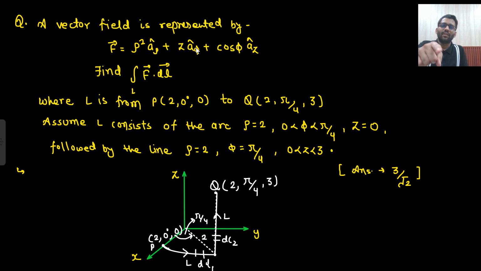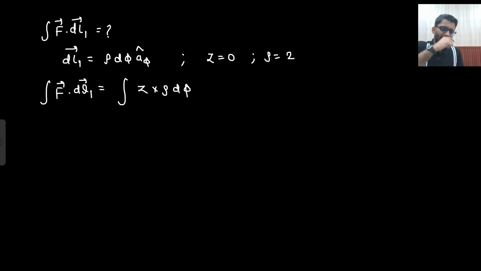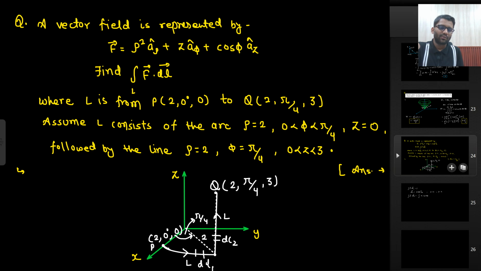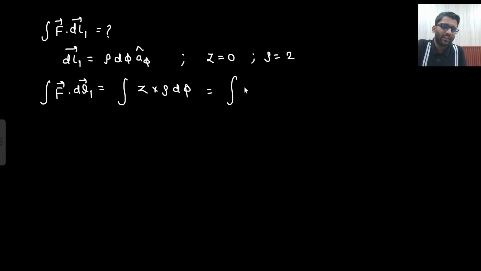Now what do I need to find? F dot dl1. So what would that be? A phi. Only this term will come because a phi dot a rho is 0, a phi dot az is 0, a phi dot a phi will be 1. So z into rho d phi. But here z is also fixed, no? In dl1 z is fixed at 0 and rho is fixed at 2. So I can put the value of z here. If z is 0, rho is 2, d phi, what will be the answer? 0.